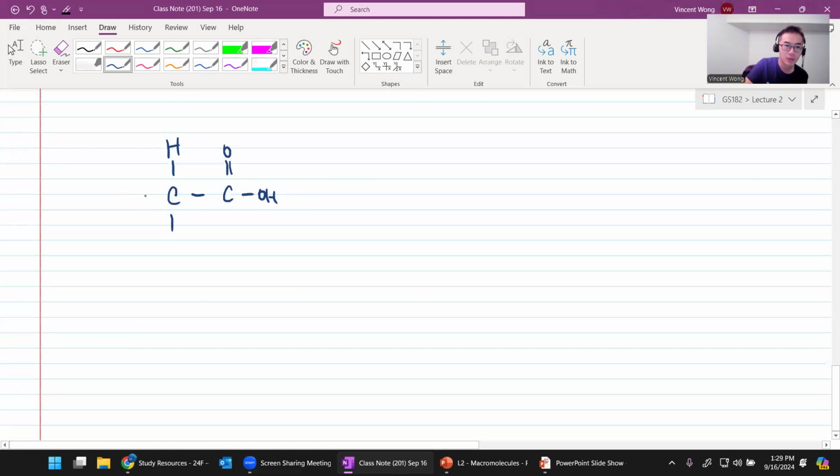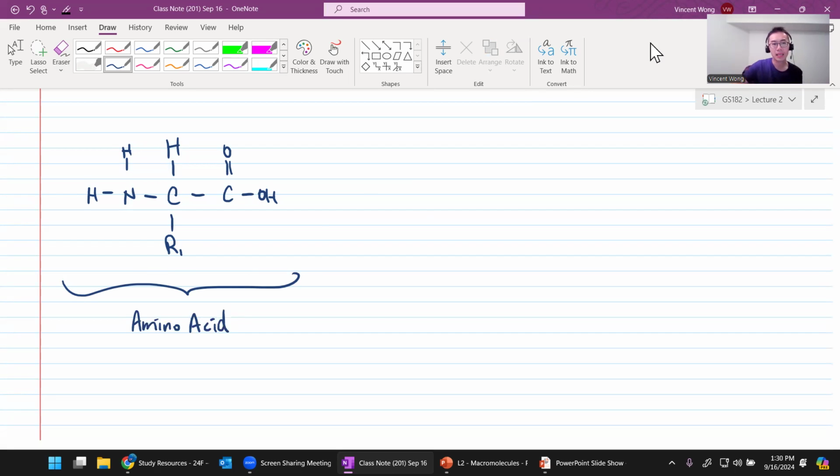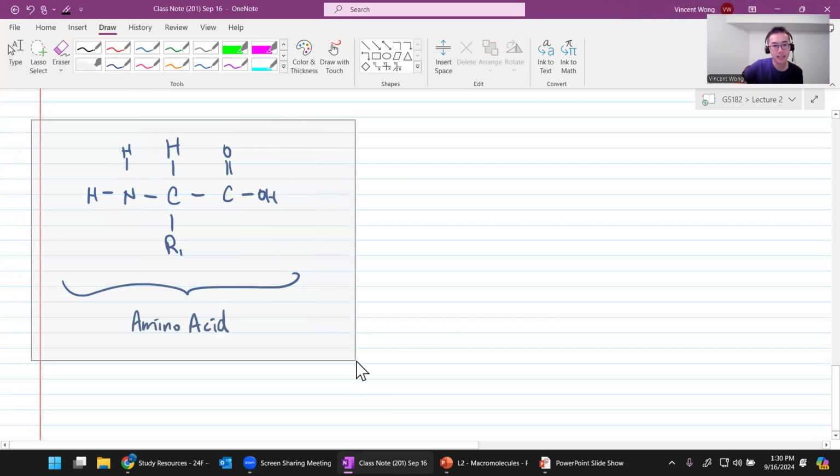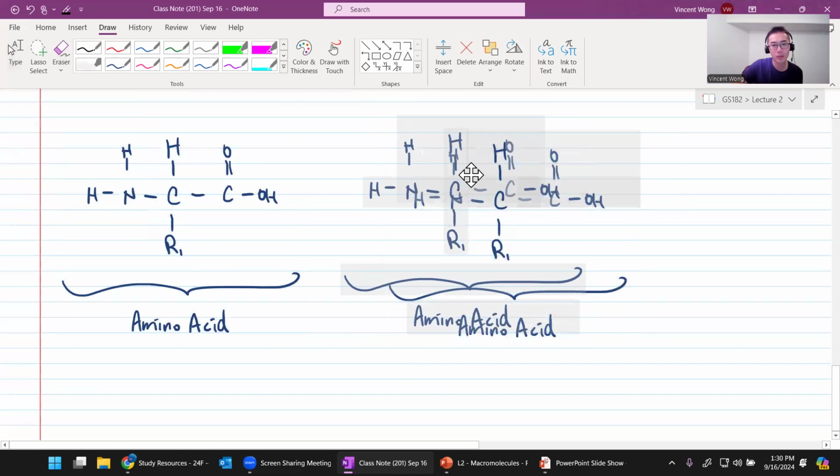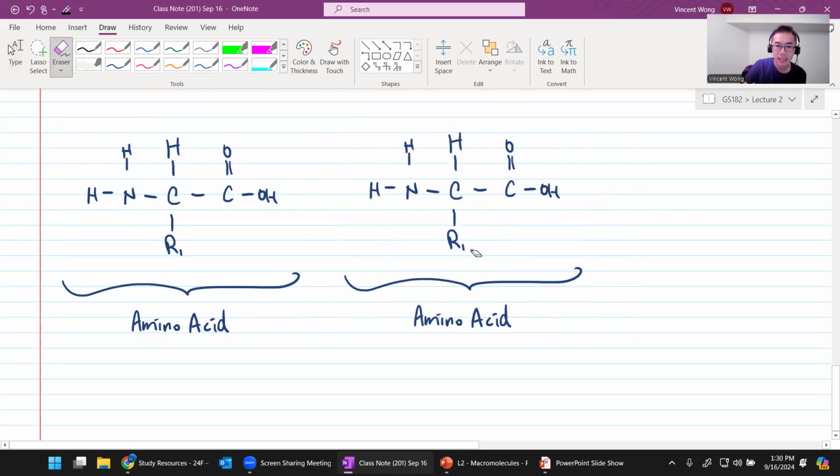So here I am drawing an amino acid. The side chain could be any one of those things that I showed you, so I'm just going to call it R1, side chain number 1. So this here is an amino acid. Do not draw this, just watch. Now I am going to be lazy, and I'm going to copy this and put it right here. So here is another amino acid, and it would have a different side chain, R2. So this is amino acid number 1, amino acid number 2.